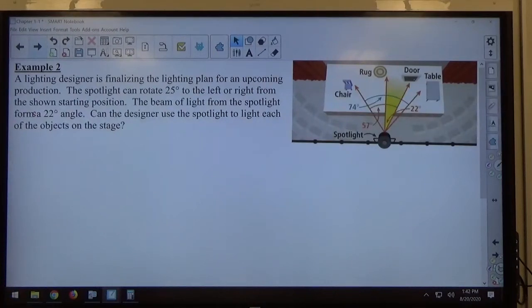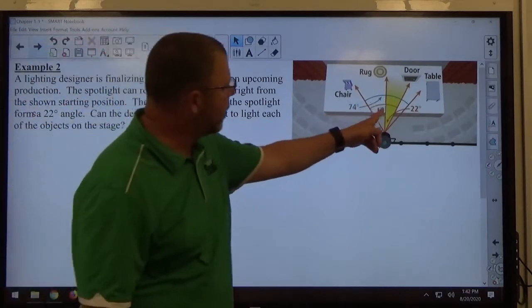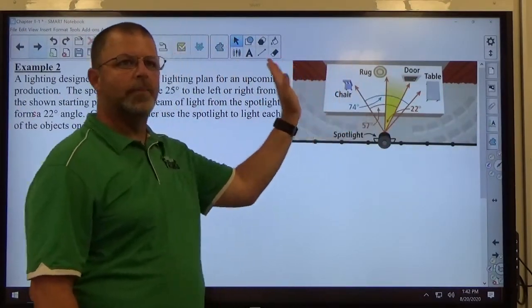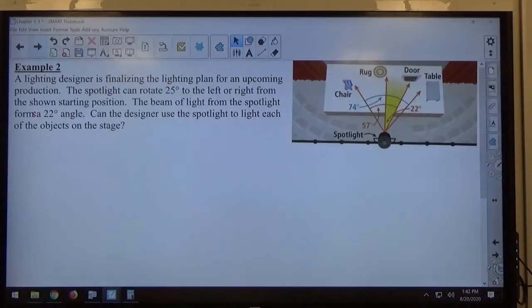Example 2, a lighting designer is finalizing the lighting plan for an upcoming production. The spotlight can rotate 25 degrees to the left or right from the shown starting position. So right now, the spotlight is right here. It's allowed to go 25 degrees that way, 25 degrees this way. The objects on the stage are the chair, the rug, the door, and the table. The beam of light from the spotlight forms a 22-degree angle. Can the designer use the spotlight to light each of the objects on the stage?